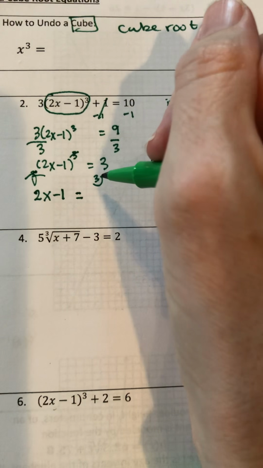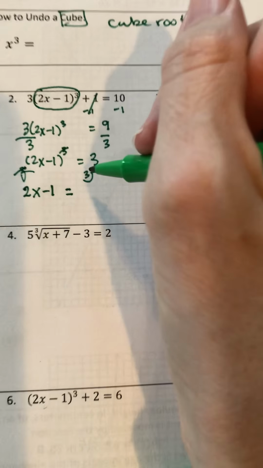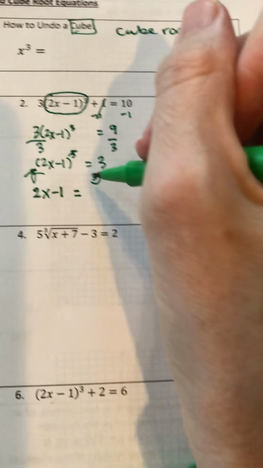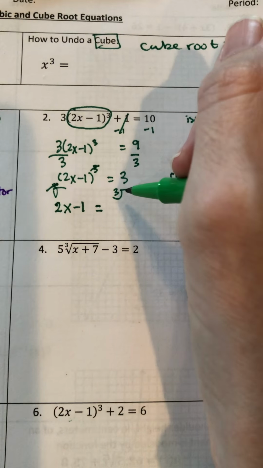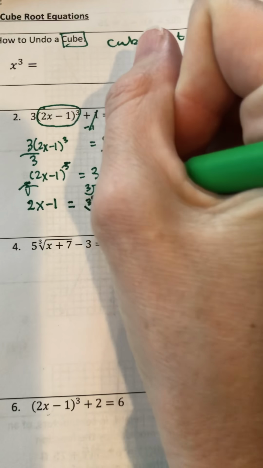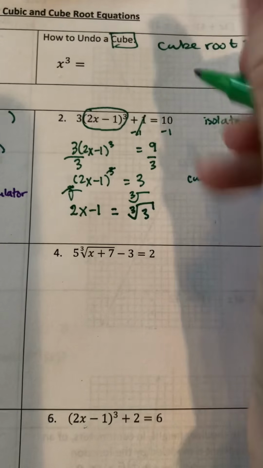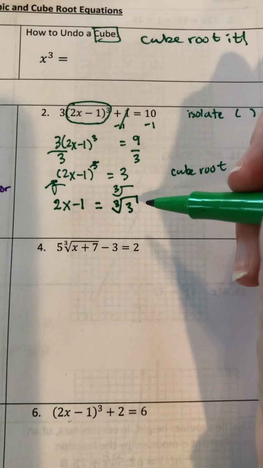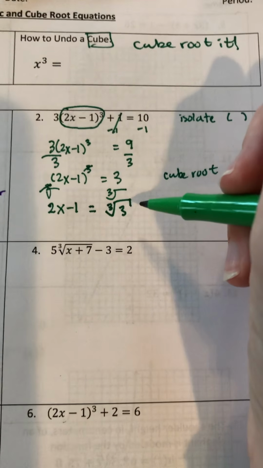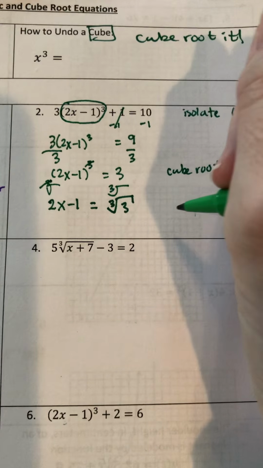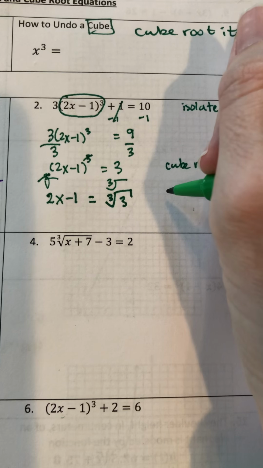So the cube root of 3, you need to check in your calculator. It is not 1. We're not saying 3 divided by 3. We're saying what is the cube root of 3. When you put that in your calculator, it's going to be kind of an ugly decimal. So I'm just going to leave it as the cube root of 3. If it's not a nice whole number or an easily rounded decimal, just leave it in radical form. And now this is a basic linear equation, and we can just solve for x.